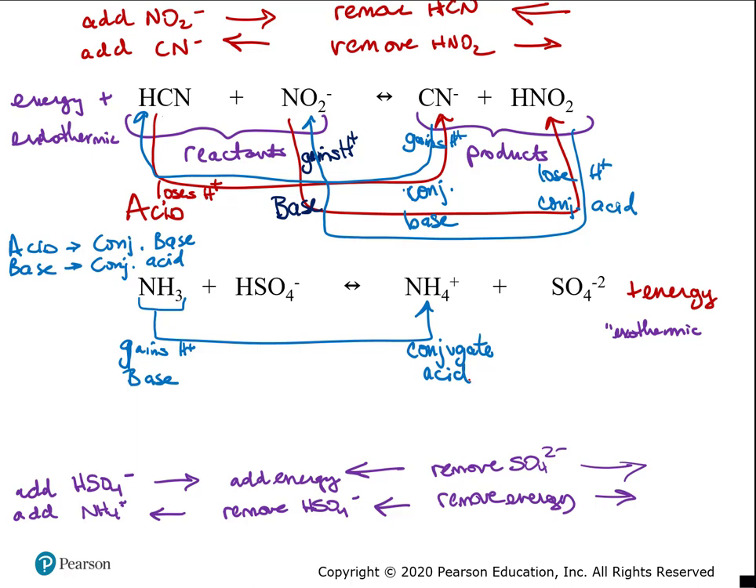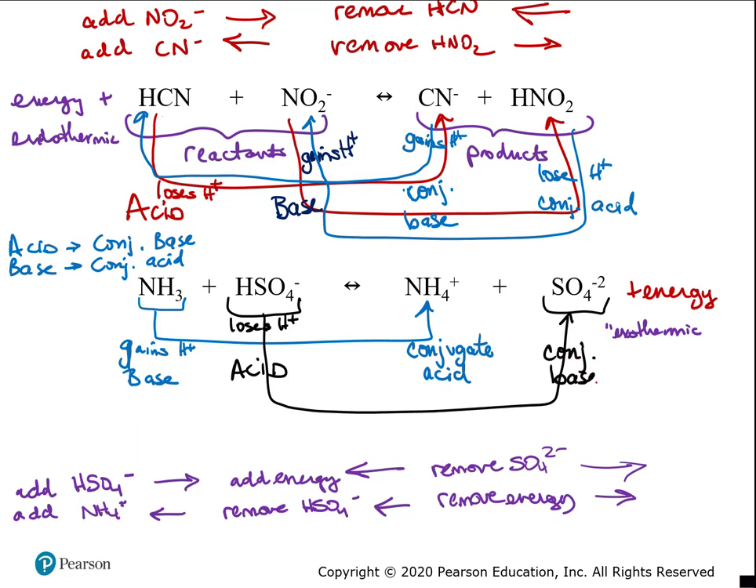So look at HSO4 minus. HSO4 minus, most similar, SO4 2 minus. And so what happens? HSO4 becomes SO4, so it loses its hydrogen ion. So that means it's an acid. So that means SO4 2 minus is the conjugate base. Okay, so the acid on the reactant side becomes the conjugate base on the product side. The base on the reactant side becomes the conjugate acid on the product side, always.